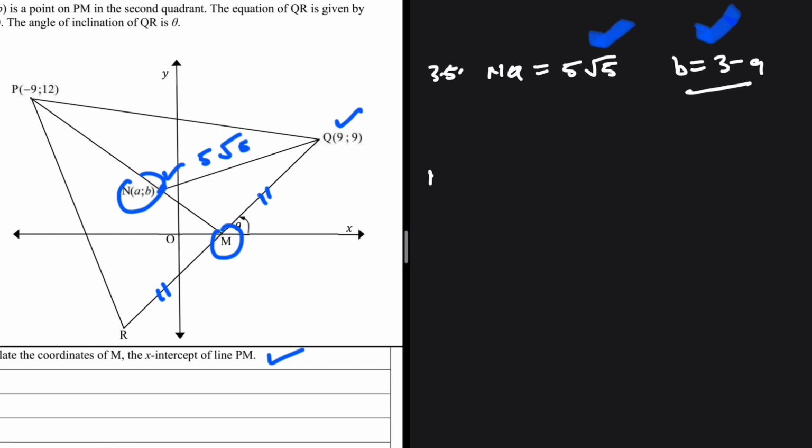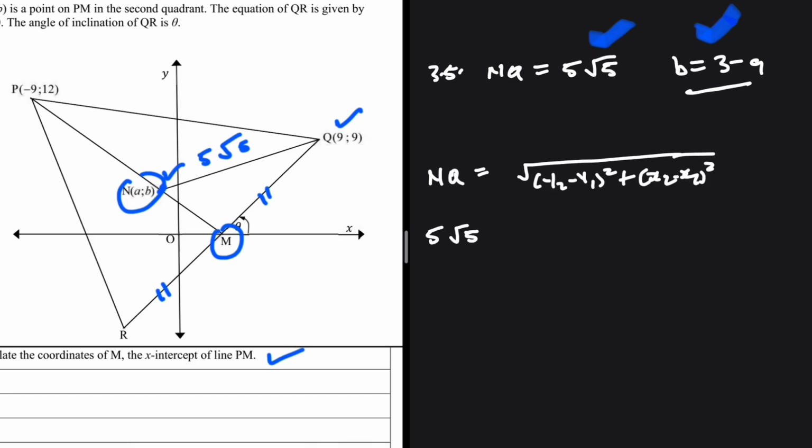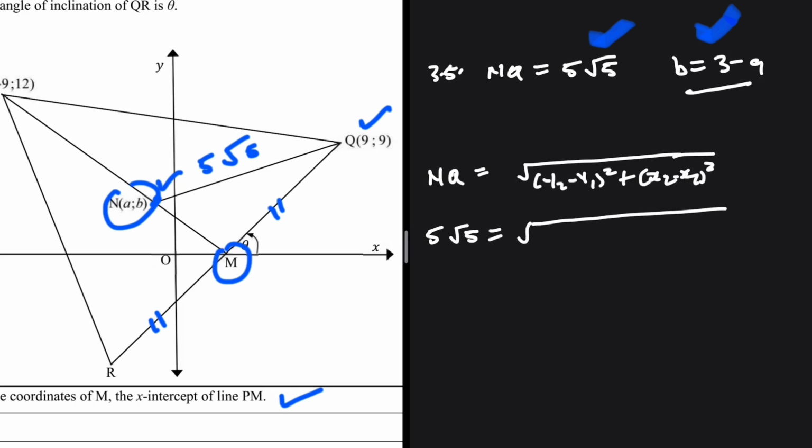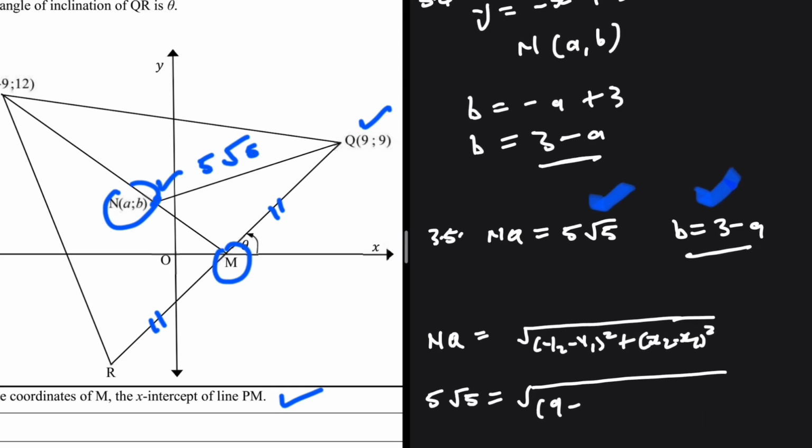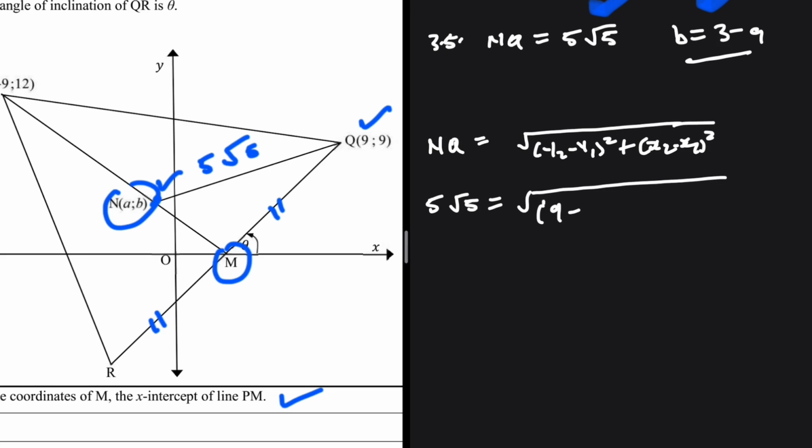So NQ is equal to the square root of y2 minus y1 squared plus x2 minus x1 squared. So NQ is 5 square root of 5, and this is equal to the square root of, let's take Q as our second point, right? So we get 9 minus the y coordinate of N, which is B. But we know that B is equal to 3 minus A. So why can we not just substitute 3 minus A from the get-go?